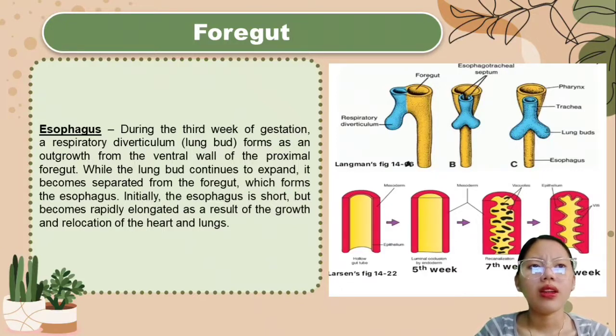So when the embryo is approximately 4 weeks old, the respiratory diverticulum or the lung bud appears at the ventral wall of the foregut at the border of the pharyngeal gut. The tracheoesophageal septum gradually partitions this diverticulum from the dorsal part of the foregut. In this manner, the foregut divides into a ventral portion, the respiratory primordium, and the dorsal portion, the esophagus.